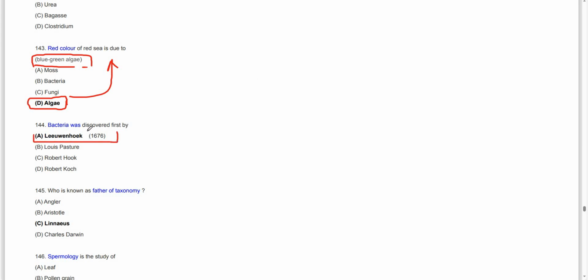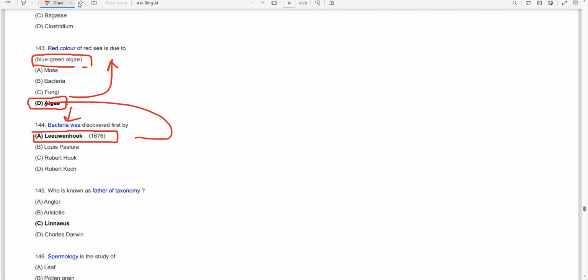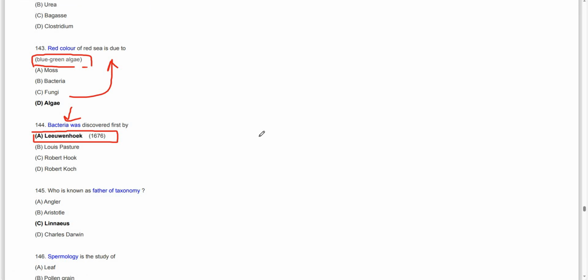Moving on, bacteria was first discovered by Leeuwenhoek, in the year 1676. So bacteria was first discovered by who? Leeuwenhoek. And when did he do that? In 1676.